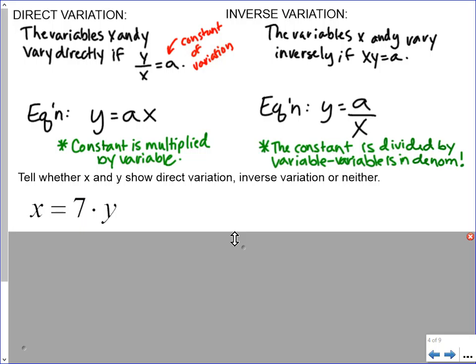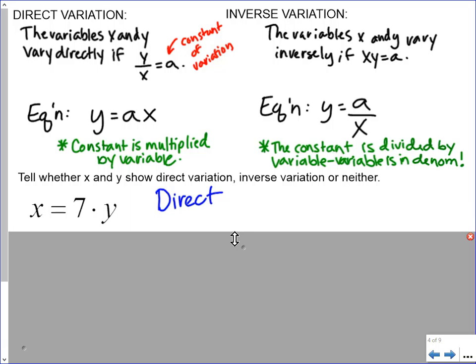Is it okay that it's not y equals 7x? Yeah, it's totally fine. This is still an example of direct variation, because the constant is getting multiplied by a variable.